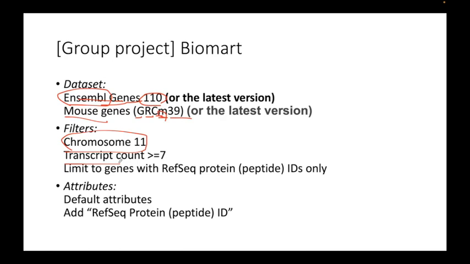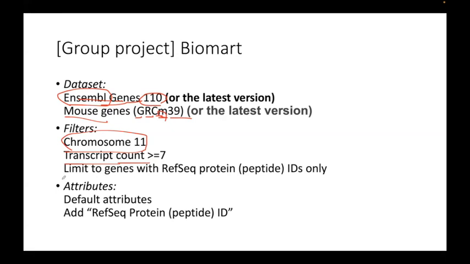6. But in chromosome 11, there are some genes that might have more than 7 transcripts. So HBB is not counted for that, for the human. But there should be some genes, right? They may have more than 7 transcripts.